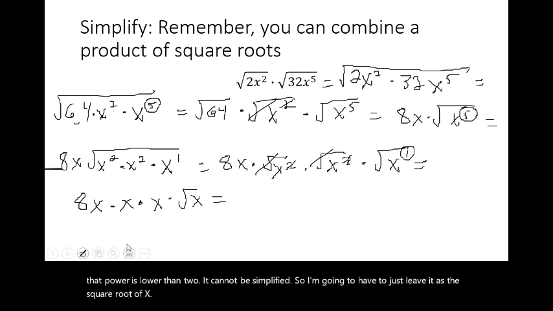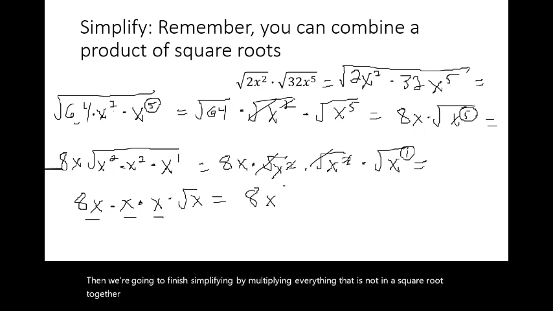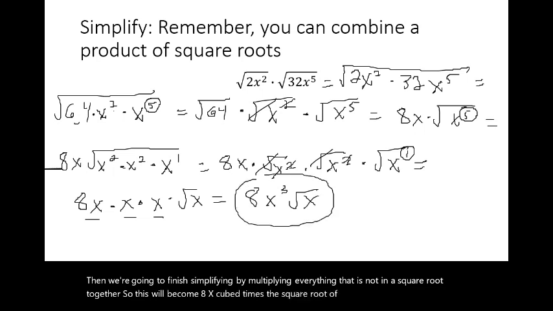Then we're going to finish simplifying by multiplying everything that is not in a square root together. So this will become 8x cubed times the square root of x. And then this is our fully simplified final answer.